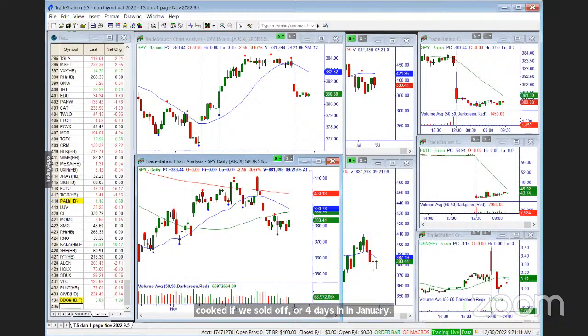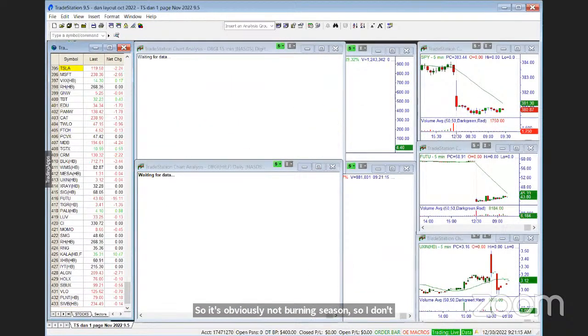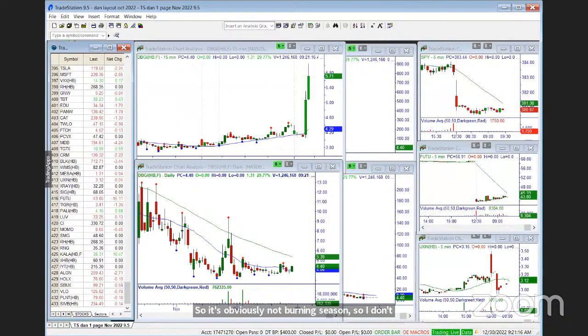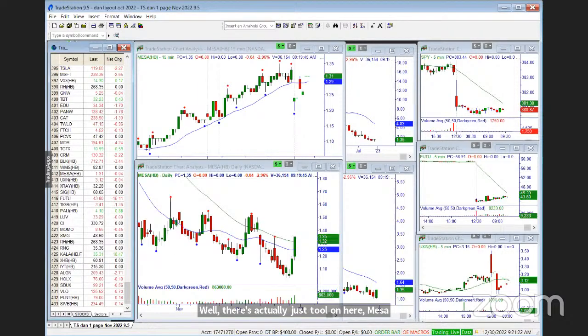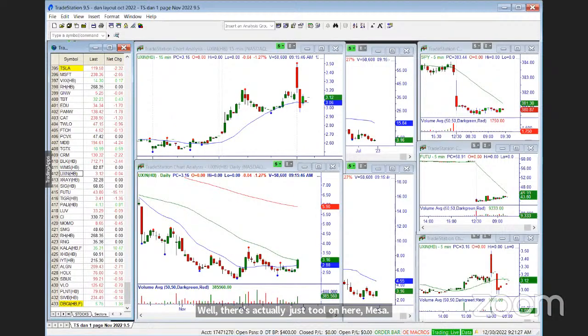So it's obviously not earnings season, so I don't have earnings stocks. Well, there's actually just 2 of them here. Mesa, absolutely nothing. It's an airline. And then this UXIN, possible bottoming pattern over yesterday's high. Let me set an alarm at 3:20. UXIN.